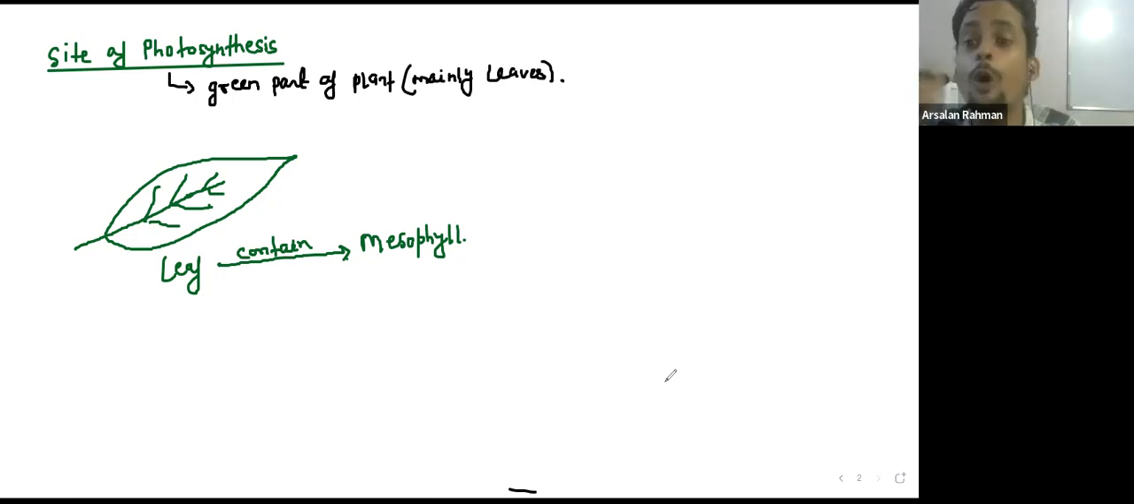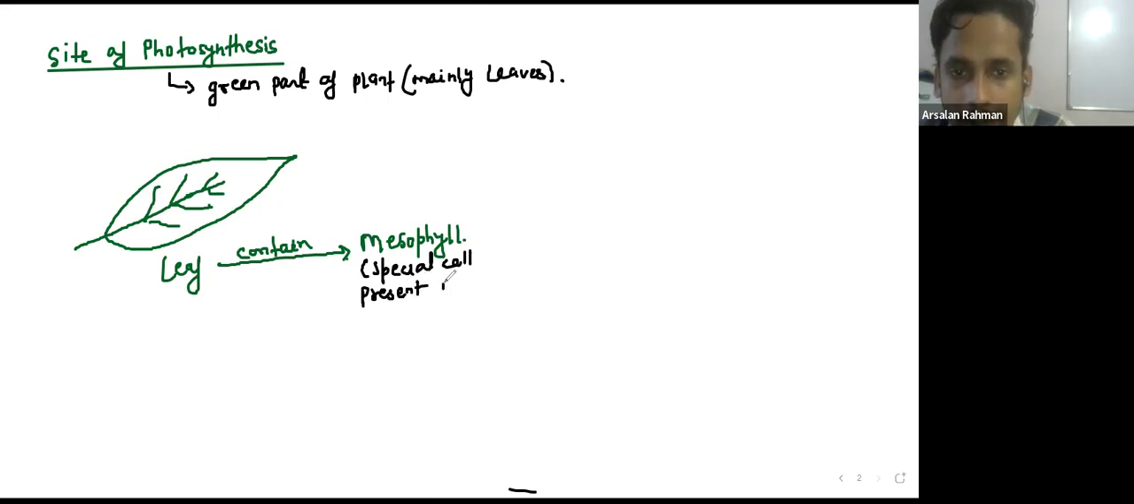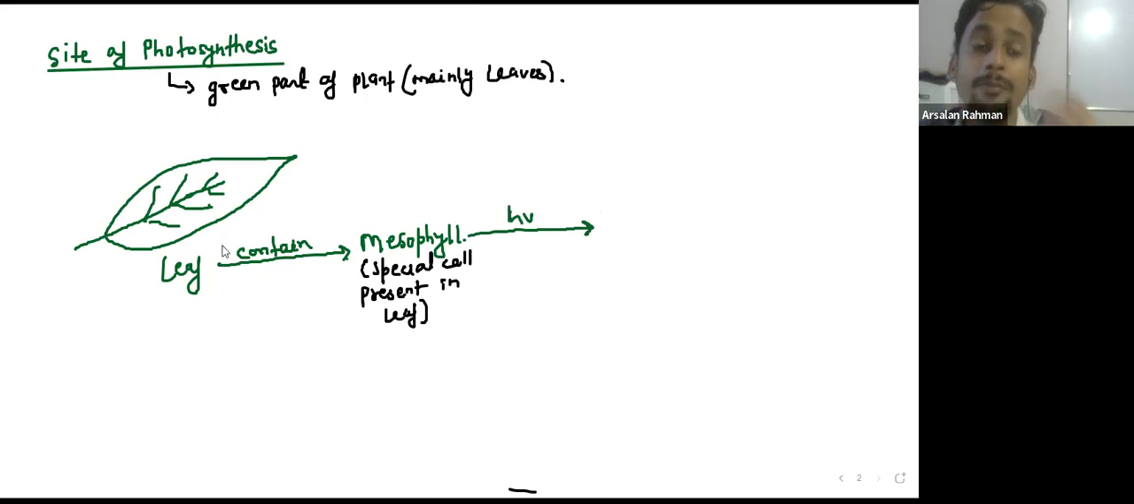Tissue. No, beta, a leaf is an organ. So it must be composed of tissue, or we can say it must be composed of different types of cells. So a leaf has different types of cells. One of them is called mesophyll. So mesophyll is a special cell present in the leaf. What does mesophyll contain, beta?